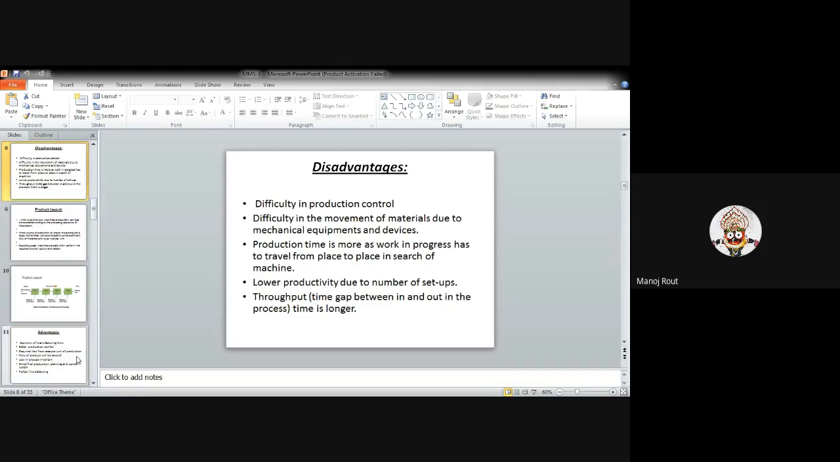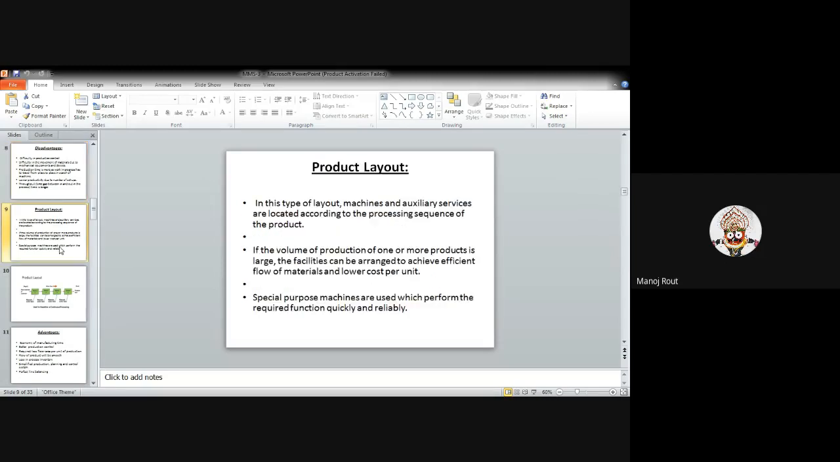The next one is your product layout. In the case of product layout, machines and auxiliary services are allocated according to the processing sequence of the particular product. If the volume of one or more products is large, the facility can be arranged to achieve efficient flow of material and lower cost per unit.